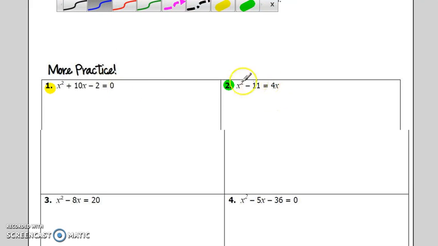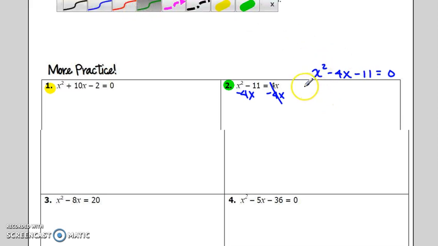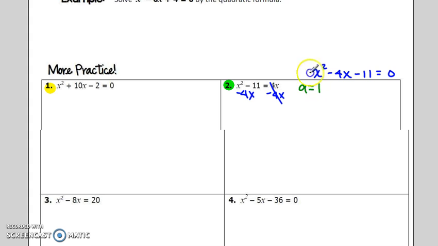So for this first one, number 2, we're going to subtract the 4x. So we have x squared minus 4x minus 11 equal to 0. So remember, we want x squared, x, and then no x. So we can now label a, b, and c. A is 1, b is negative 4, and c is negative 11.